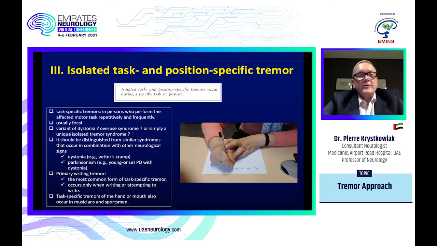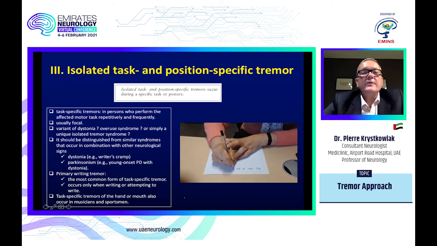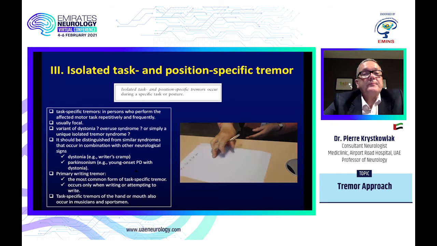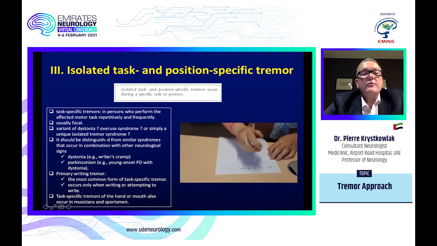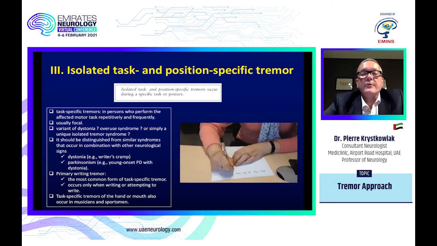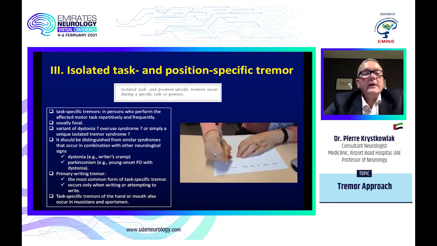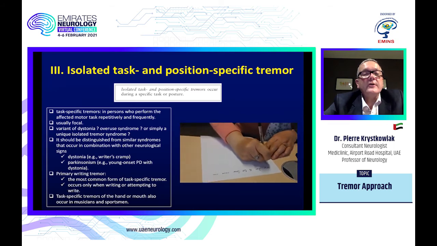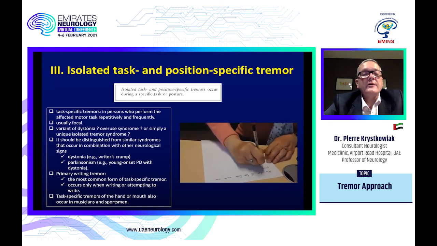Now let's move to the next part of this tremor syndrome classification, with isolated task- and position-specific tremor. So these kinds of tremors occur specifically during a task or a posture. It's usually focal. Is it a variant of dystonia? Is it an overuse syndrome or simply a unique isolated tremor syndrome? It's still debated. It should be distinguished from similar syndromes that occur in combination with other neurological signs, such as dystonia, for example writer's cramp, or parkinsonism, for example young onset Parkinson's disease with dystonia.